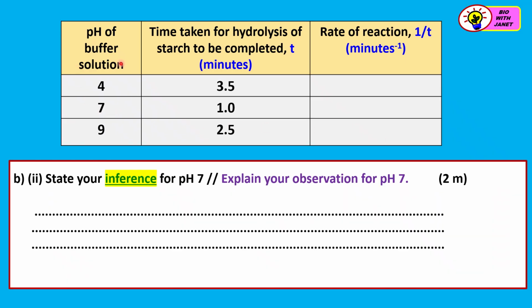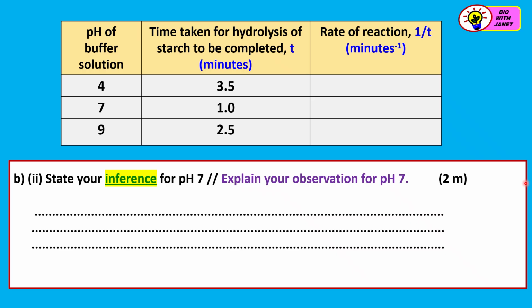Now, how about if you were asked to give the inference for pH 7, where the time taken for hydrolysis of starch is shorter? It's 1 minute. Try and write your inference here first, and then we'll discuss the explanation after this.